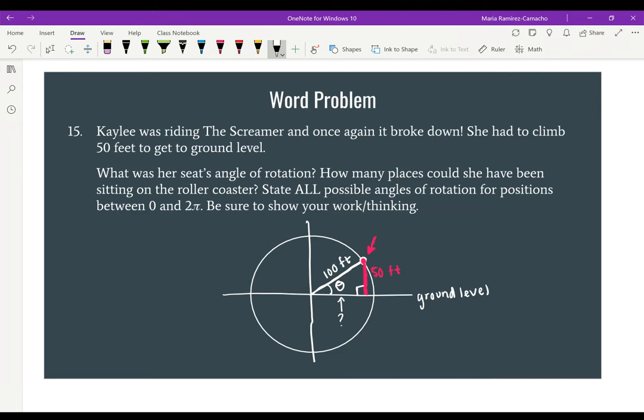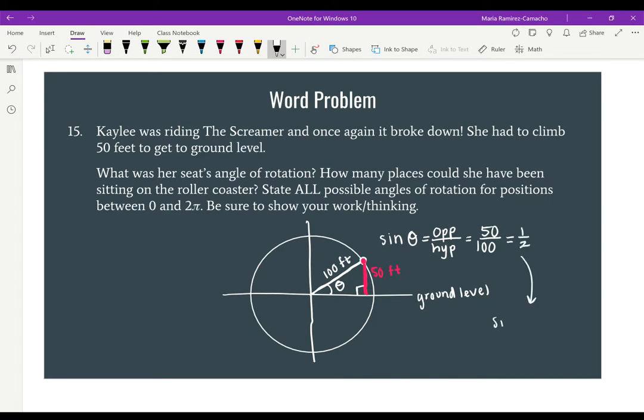There are different ways that we could go about this problem. We could use what we know about special right triangles, right? Do you see the pattern for a 45-45-90 or a 30-60-90? Or what else can you do? You can set up an equation. Sine theta would just be the opposite side over the hypotenuse. In this case, the opposite side is 50. The hypotenuse is 100. That simplifies to 1/2.